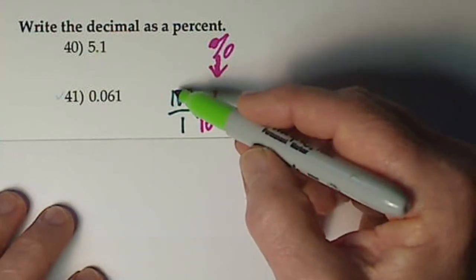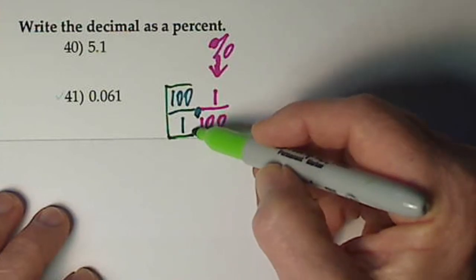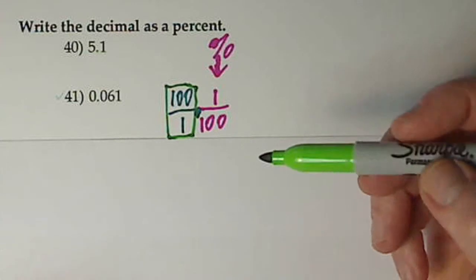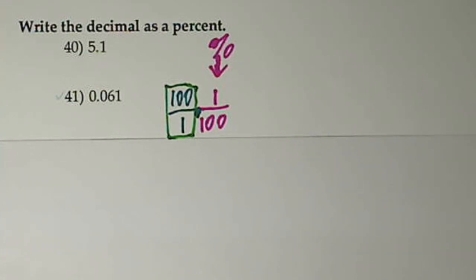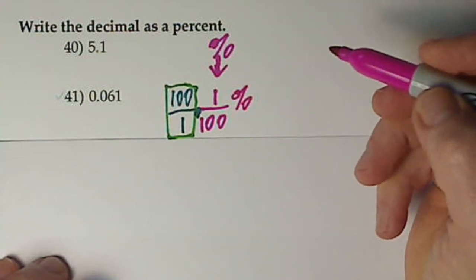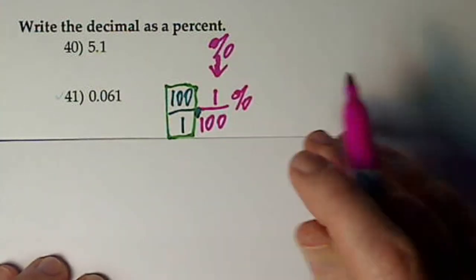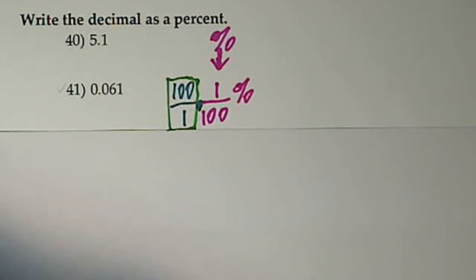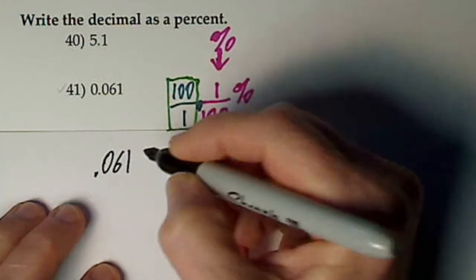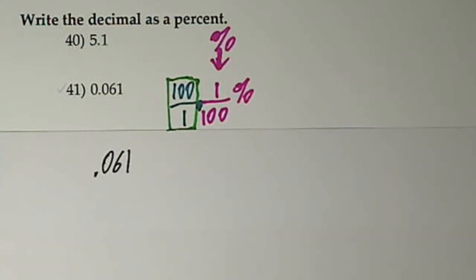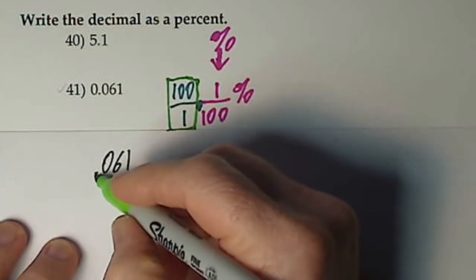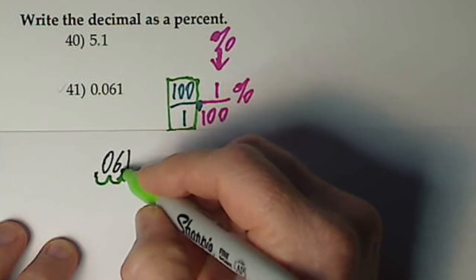So what I'm going to do is sort of ignore this part of writing it, and instead of writing this, I'm going to put a percent sign. Okay? So watch how that works. If I multiply by 100, I move the decimal 2 places.